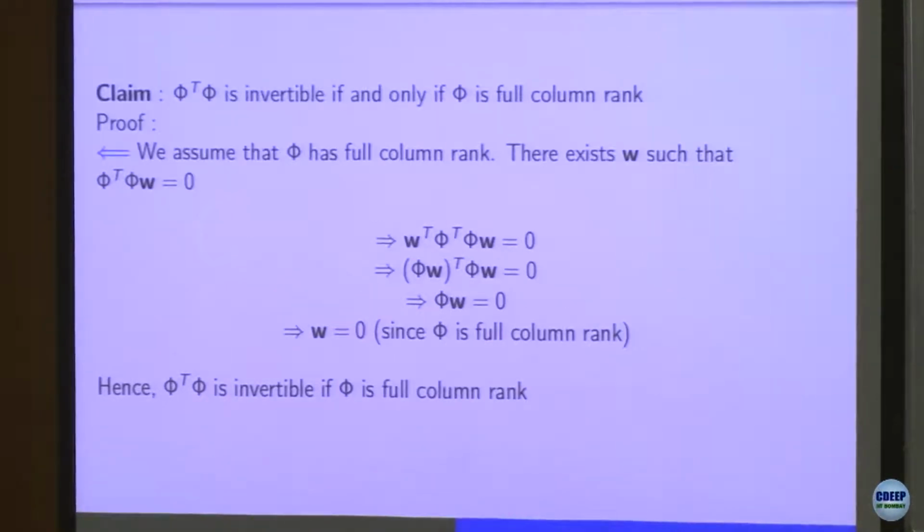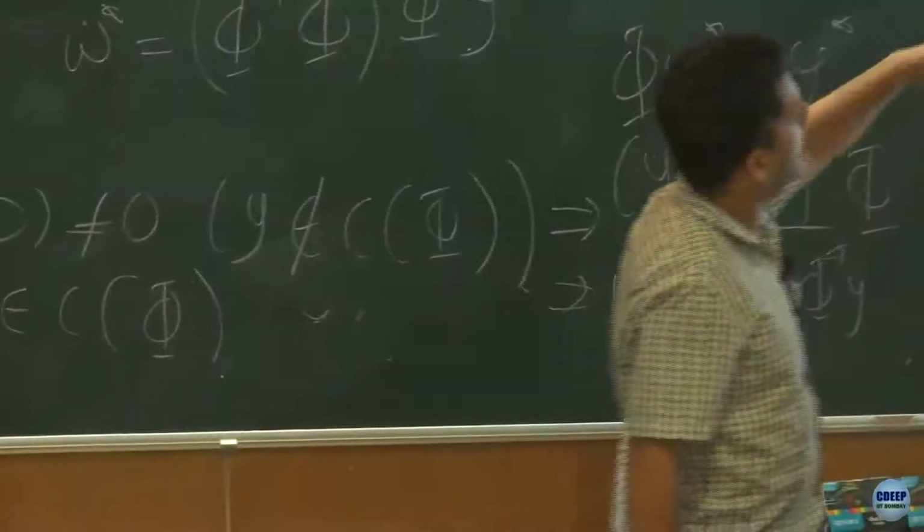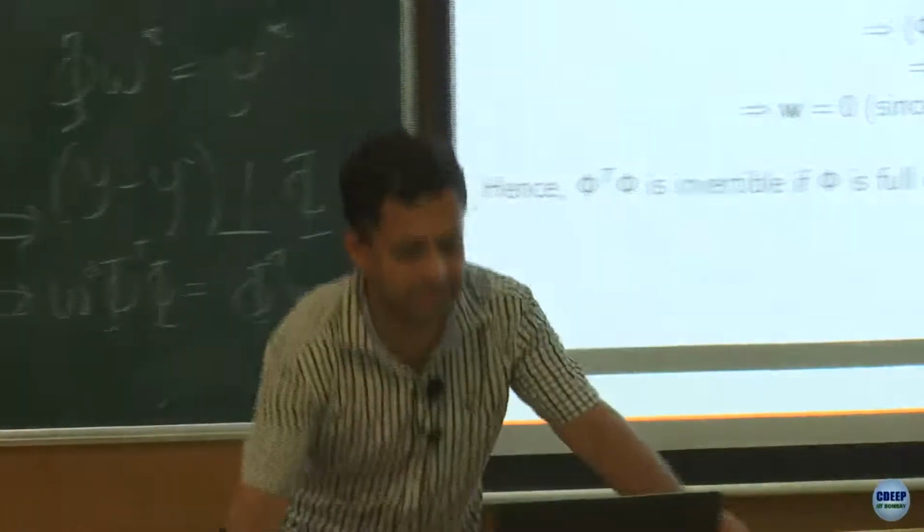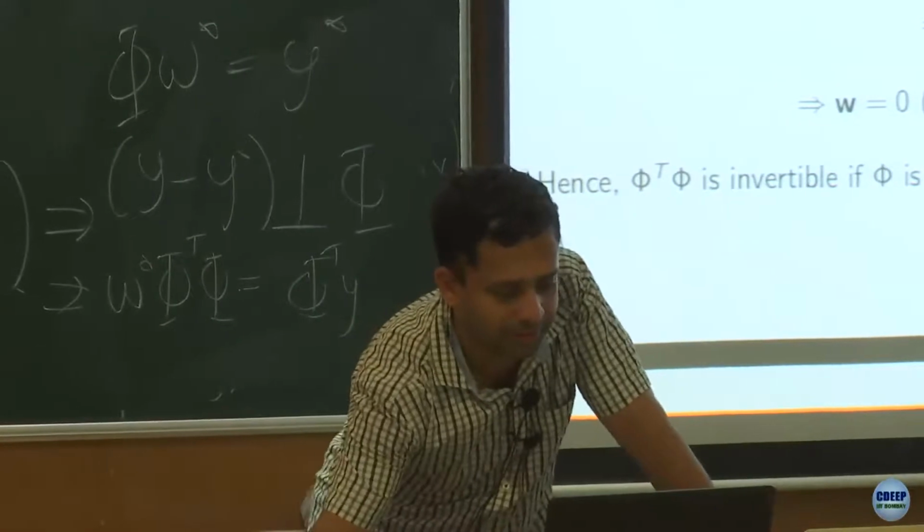Okay, so now you can prove that if phi is full column rank, then phi transpose phi is invertible, and here's the proof. So suppose we assume phi has full column rank. I am not going to write the proof; it's all written here already. So if phi has full column rank, then what it means is, okay, I made a small mistake here. Yeah, okay. So I just have to say, suppose there exists. That's what I mean.